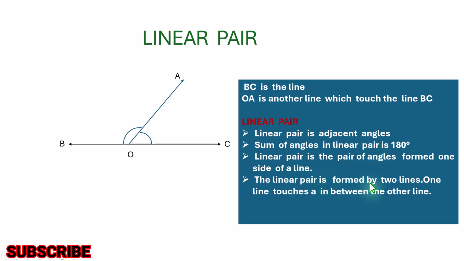A linear pair is formed by two lines, where one line touches the other line in between. If it touches at the end, it does not make a linear pair. When one line touches in between another line, two adjacent angles are formed. These adjacent angles form a pair called a linear pair. The sum of a linear pair is 180 degrees.